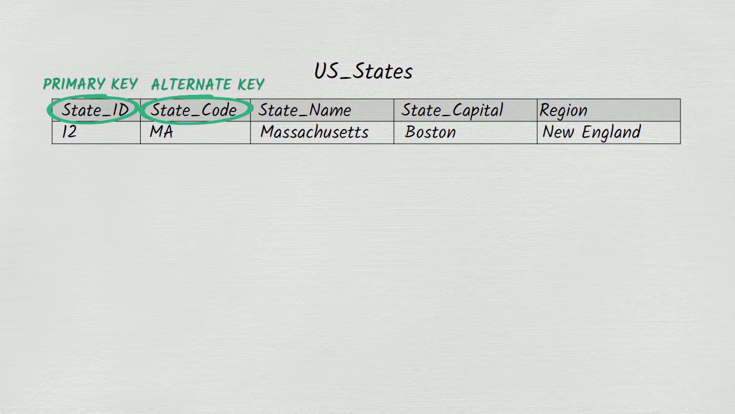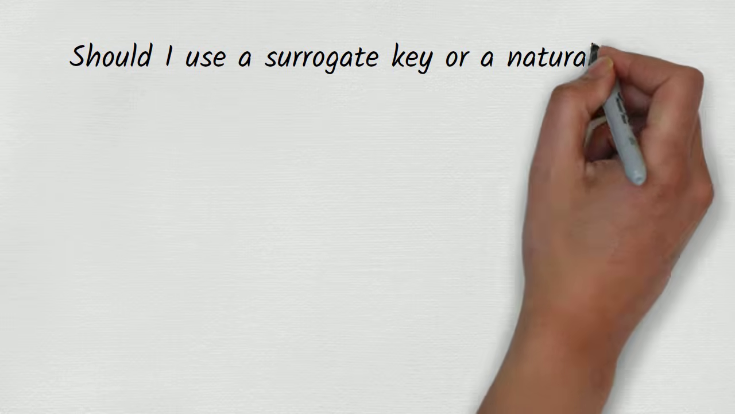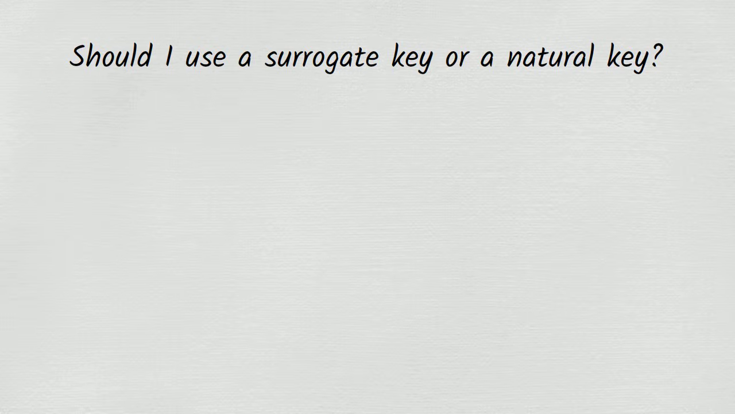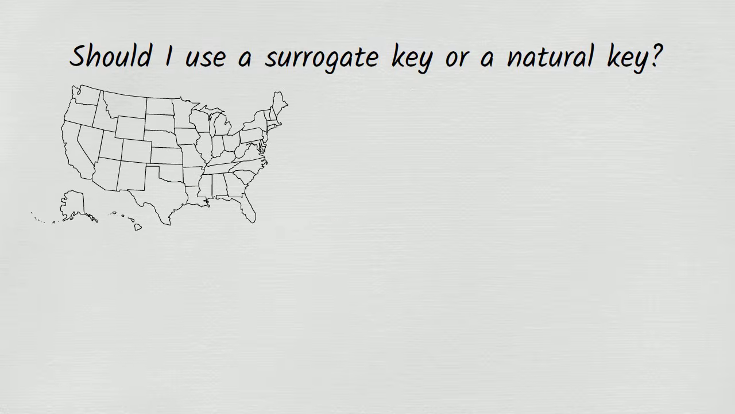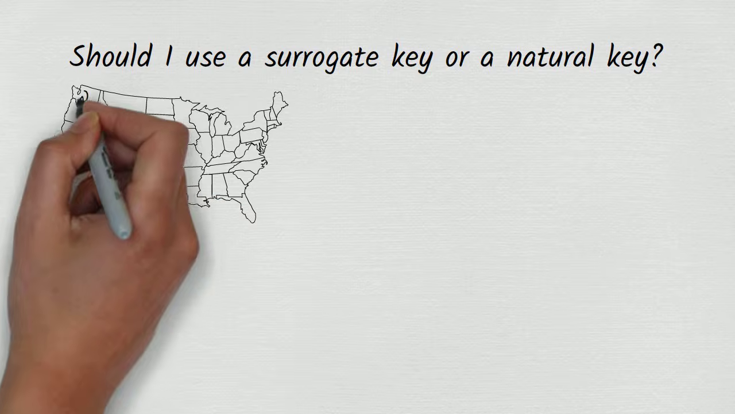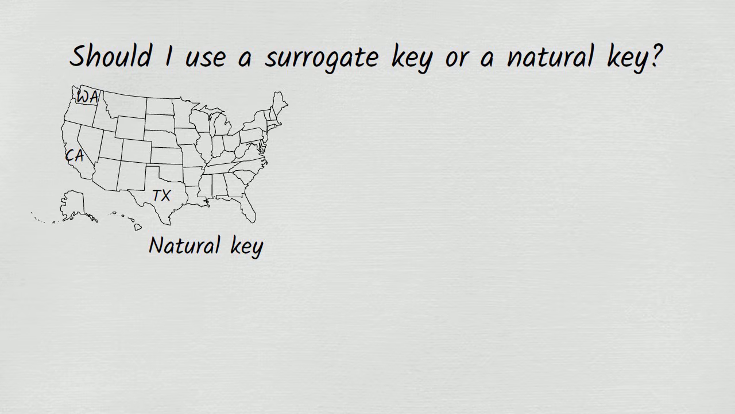If you're a database designer, you'll often be faced with the decision of whether to implement a surrogate key or a natural key. Sometimes a robust unique identifier already exists out there in the world, like a postal abbreviation for a U.S. state, as in our original U.S. states example. This is a natural key, and it's absolutely fine to use it as the primary key.